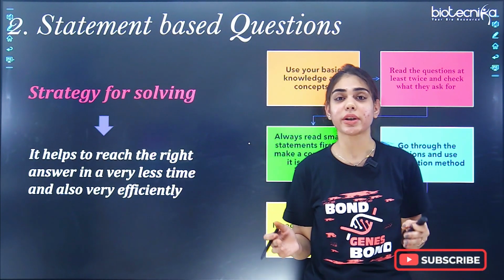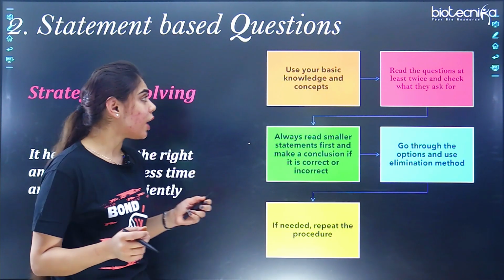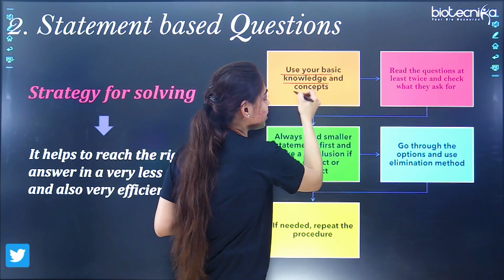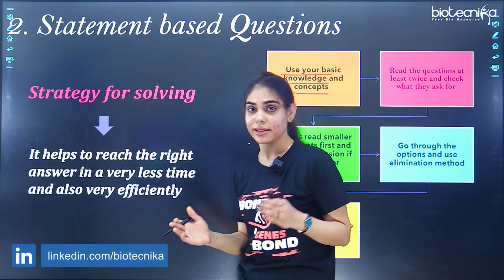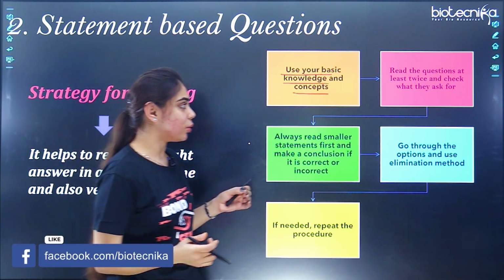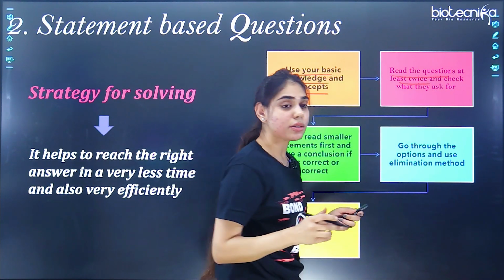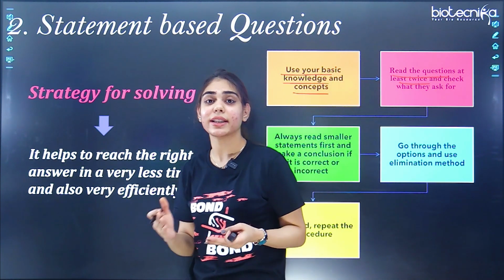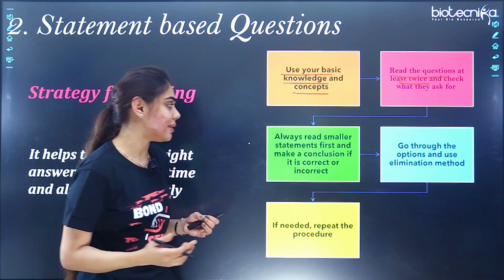So now coming to the second choice of question, that is the most scoring question, that is the statement based question. Now how do you have to proceed with this kind of question? Firstly, you have to recall the basic knowledge and concepts that you have learned for the GATE Biotechnology exam. Now here you have to read the question twice. Why do you need to read the question twice? Because here you have to check what they ask for, whether you have to find the correct statement or the incorrect statement. Accordingly, you will reach the final answer.